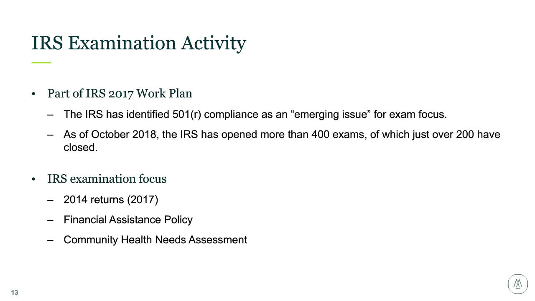As of October 2018, they opened more than 400 exams, of which just over 200 have been closed. So it is taking quite a while for the IRS to close out the audits. A lot of it has to do with their resource restrictions. Conducting the audit seems to go fairly decently, but then their time to assess all the information takes a while, and then just closing it out, getting that final approval on the agent's determination, is taking quite a while.